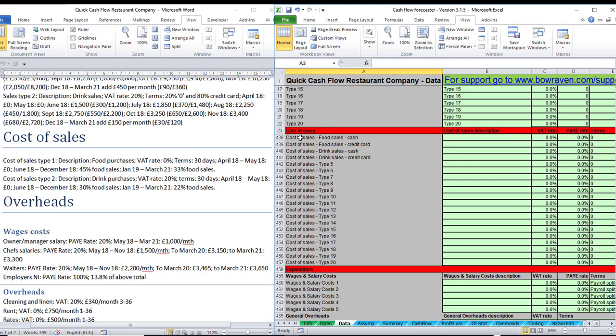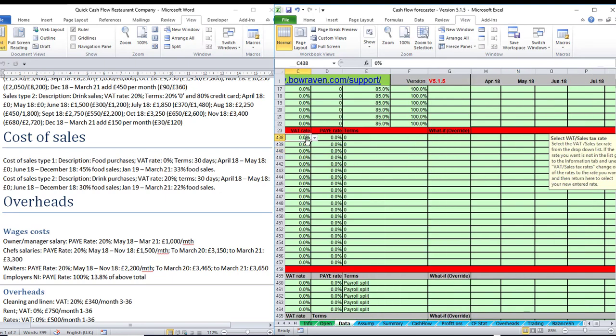Again, the cost of sales has inherited the headings above, which you can leave if you want to. So it will say cost of sales, food sales cash, food sales credit card, and so on. But I'm going to overtype those so that it inherits the name that I want it to, which in this case is food purchases, and then drink purchases. So you see now on the left hand side it's inherited those, and that's what will be pulled through into the reports too. So my food purchases are going to be 0 rated, and my drink purchases are going to be VATable, 20%. And my terms, I'm going to assume are 30 days in both cases, so I'm going to put that to 1 month and 1 month.